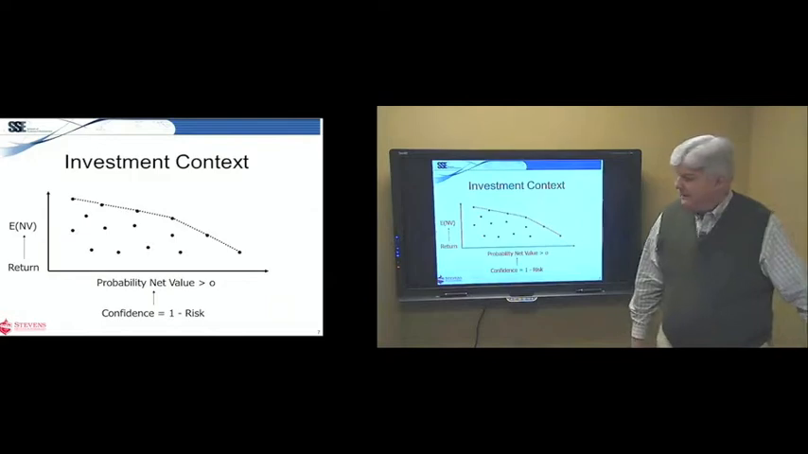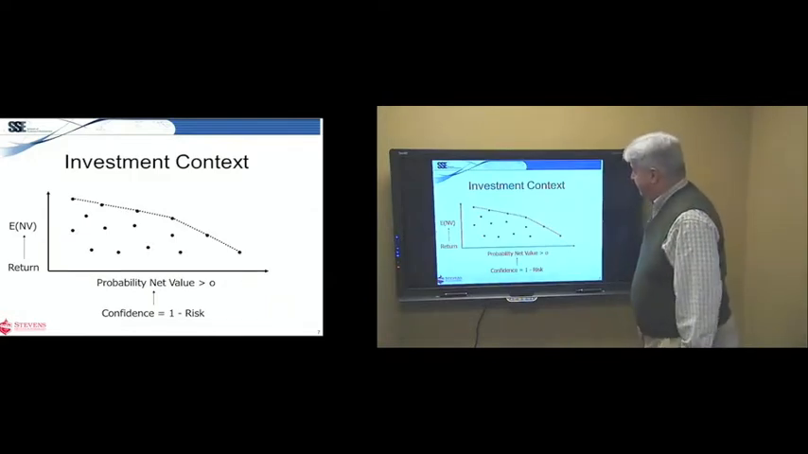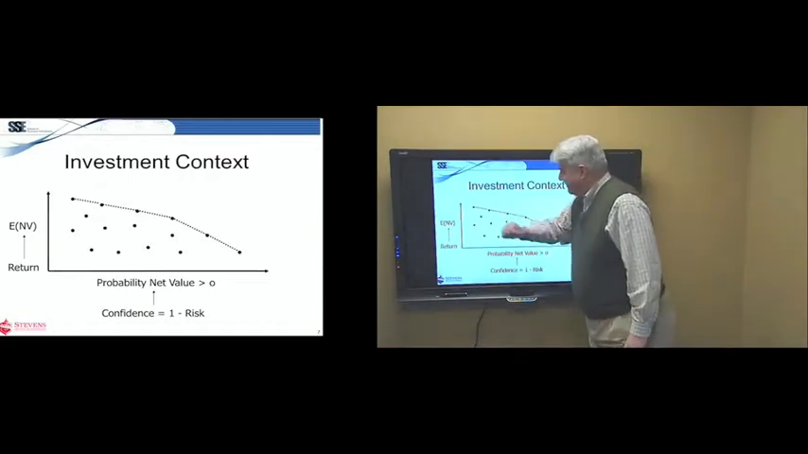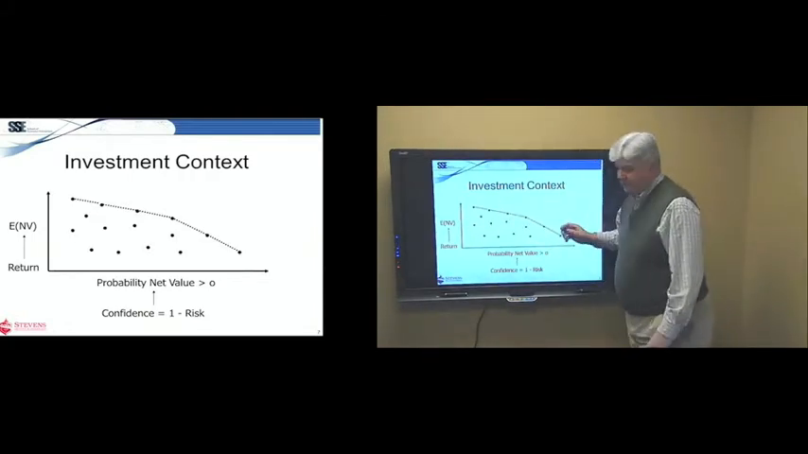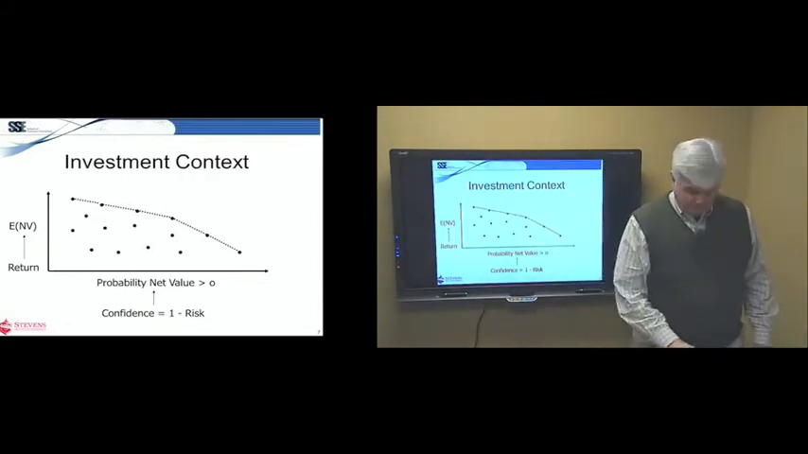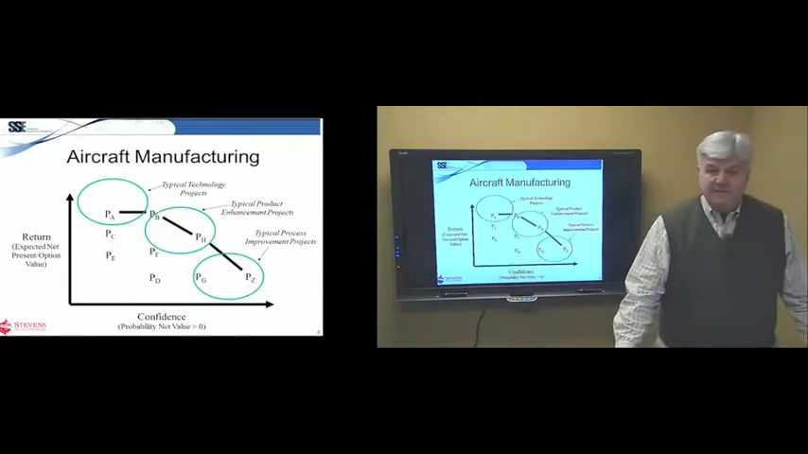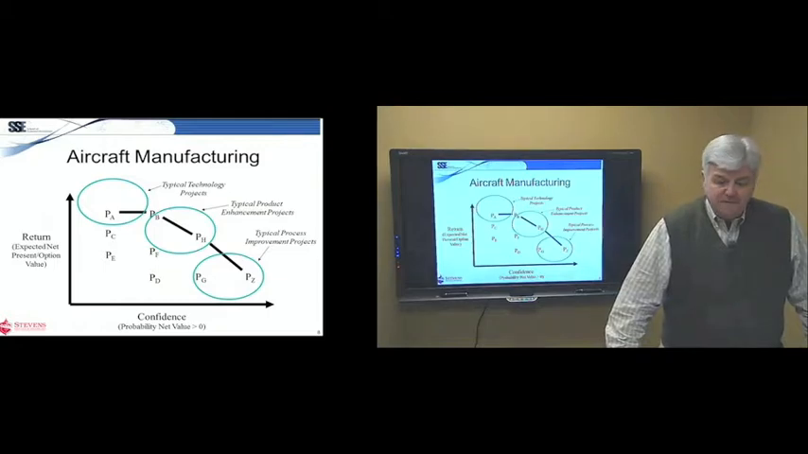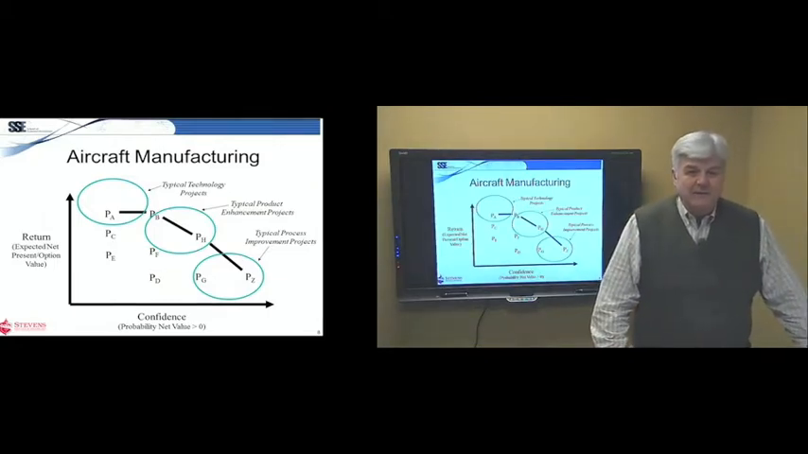So if we look at an investment context, here we have confidence, or 1 minus risk. Here we have some expected net value, and we plot all the alternatives. Okay. So let's look at a specific example. This was work I did for a large aircraft manufacturing company, and they were concerned with how to choose among the many investments they might make to improve their aircraft, improve the manufacturing of the aircraft.